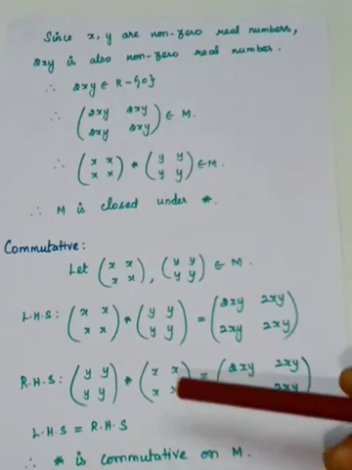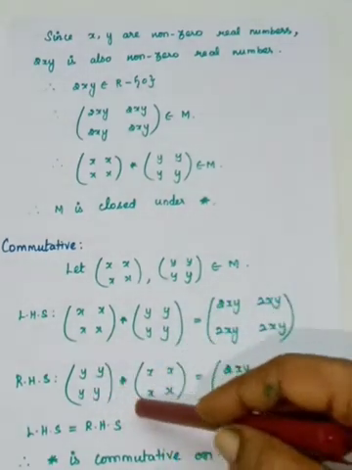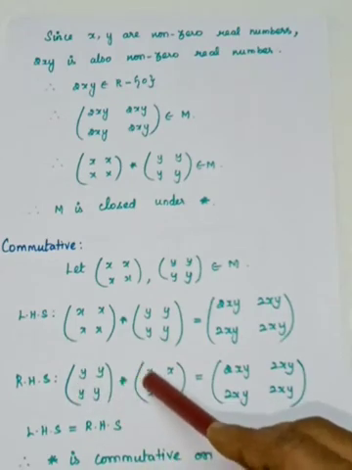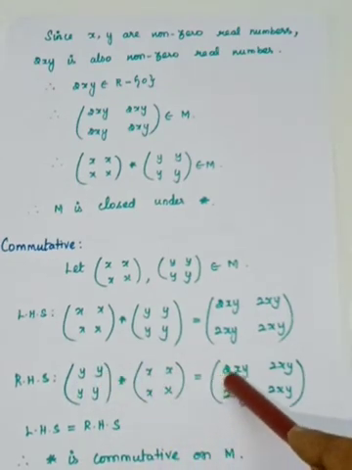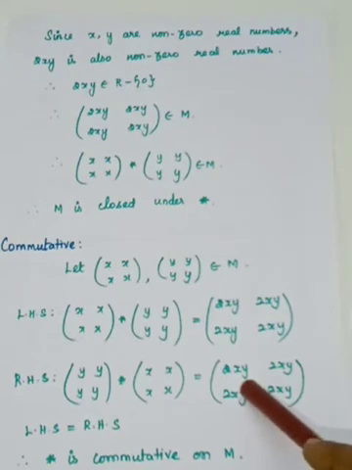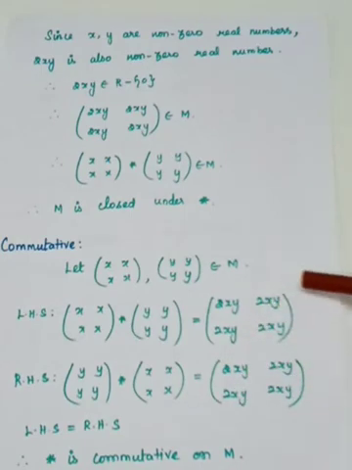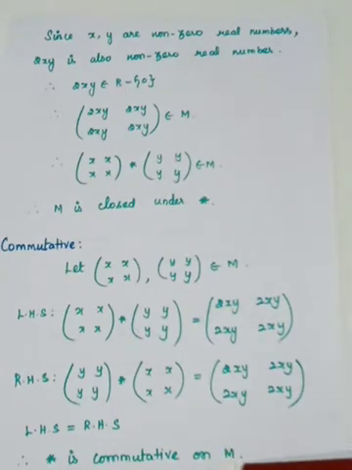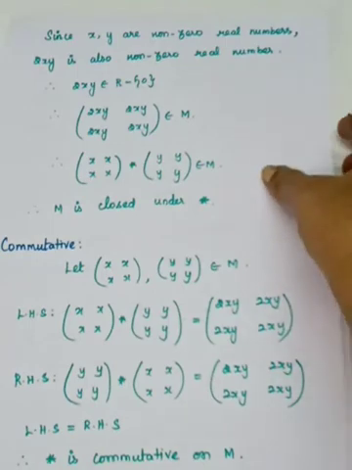So what is the right hand side? You have to interchange the two matrices. If you interchange and multiply, what comes? yx plus yx, that is 2yx. 2yx and 2xy are equal. So see, the left side and the right side are equal. Therefore A asterisk B is equal to B asterisk A, so it is commutative on the set M.